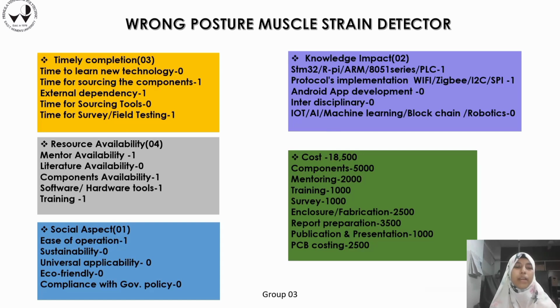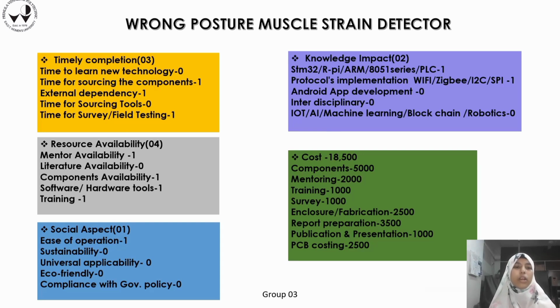First parameter, timely completion, in which the sub-parameters are time to learn new technology, time for sourcing the components, external dependency, time for sourcing tools, and time for survey field testing. We have considered points like 0 and 1. There is a need of learning new technology, so we have given it 0. It will consume a lot of time to learn the new technology, so that's why we have given it 0.